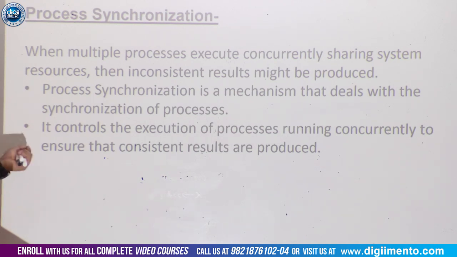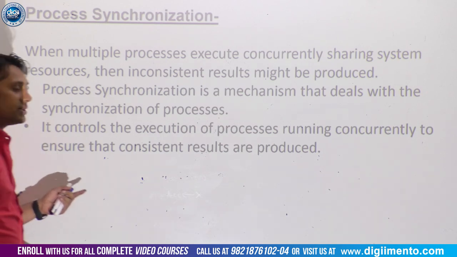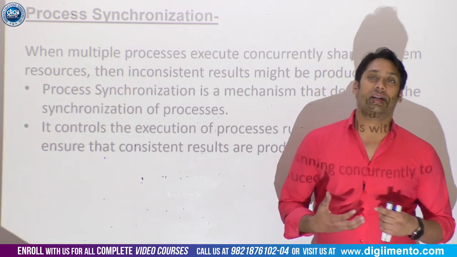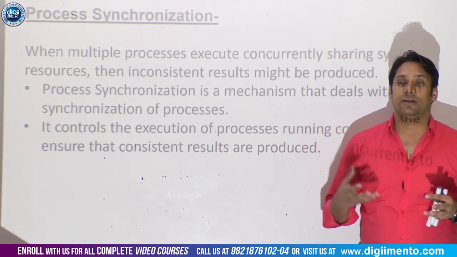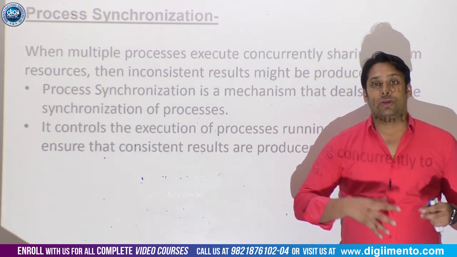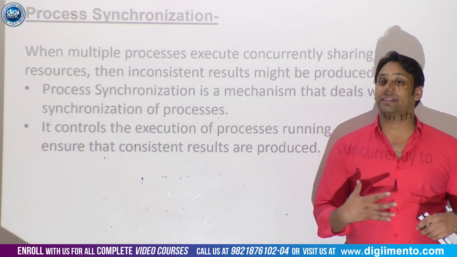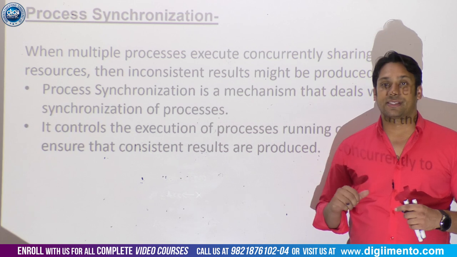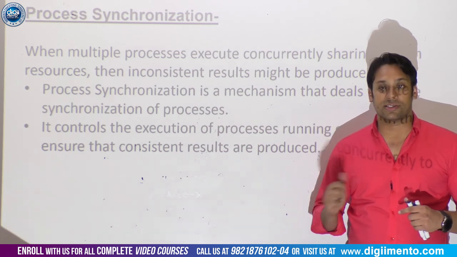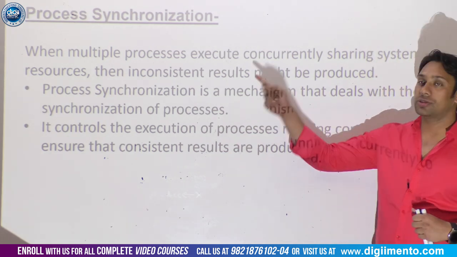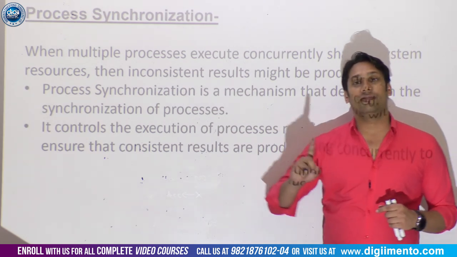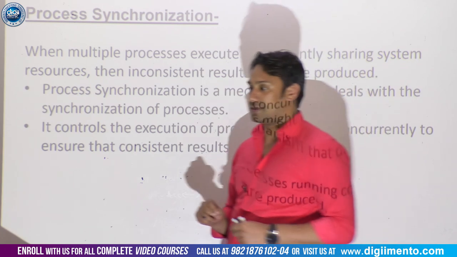It controls the execution of processes running concurrently to ensure that consistent results are produced. So when there are more than one processes executing concurrently in your CPU and you have preemption, there's a chance that we are not going to have a consistent result. In the previous example we have seen that we are not getting a consistent result. In that case we are going to use the process synchronization mechanism so that we can ensure that we are always getting a consistent result.